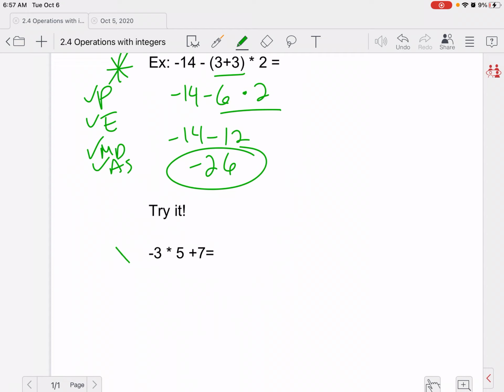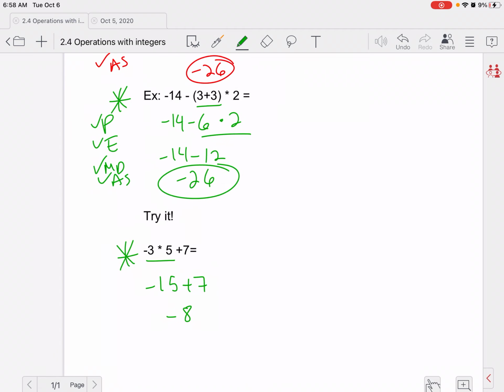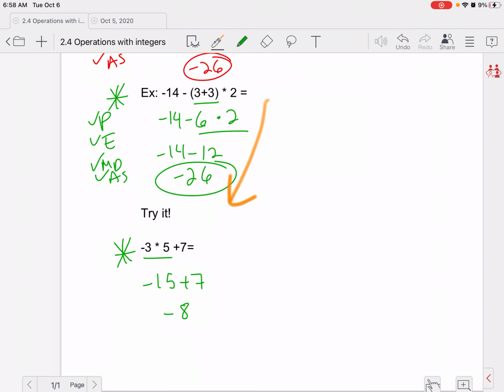Okay. Go ahead and try it one more time before we leave you today. So PEMDAS tells me to do my multiplication division first. So that would be negative 15 plus 7. Negative 15 plus 7 would be negative 8. And notice too how we went downwards, right? We kept everything going. We didn't keep going off to the right, writing some more, off to the right, writing some more. That kind of helps just keep you organized, okay?